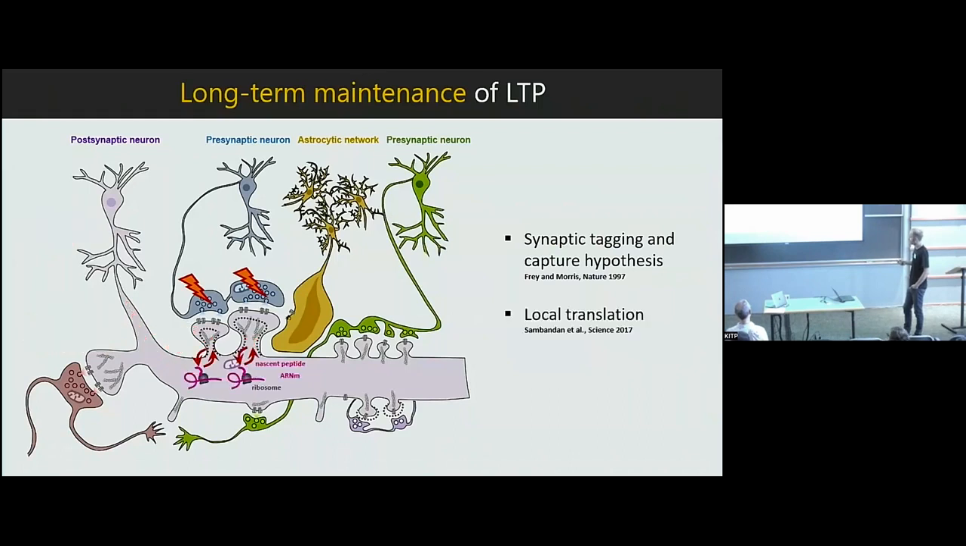An alternative model that is not mutually exclusive is local translation, which has been shown to occur locally, so in proximity of spines or in the axon. And this could be a way also to fuel synapses with new proteins to maintain changes in the long term. So we know that all the translation machinery, including ribosomes, messenger RNAs, and translation regulators such as microRNAs and RNA-binding proteins, can be found in proximity of synapses, and that they are regulated by synaptic activity.